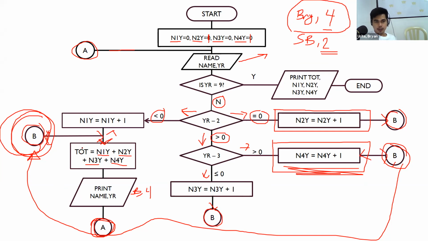So ito total. Ilan na yung in-enter natin? Isang 2 tsaka isang 4. Wala pa sa 1 at 3. So i-print muna natin si SB, and then the year.